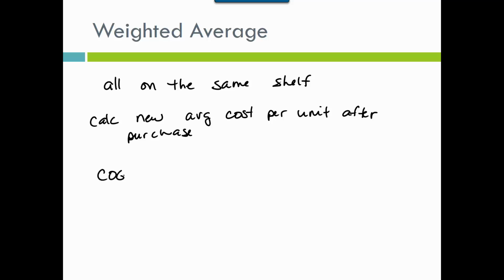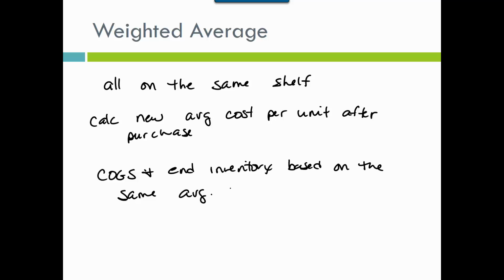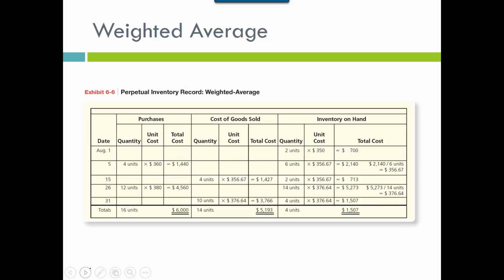And so your cost of goods sold and your ending inventory will both be based on the same average cost per unit. So it's going to fall somewhere between FIFO and LIFO. It's just going to split the difference between the two. So let me show you how that works.